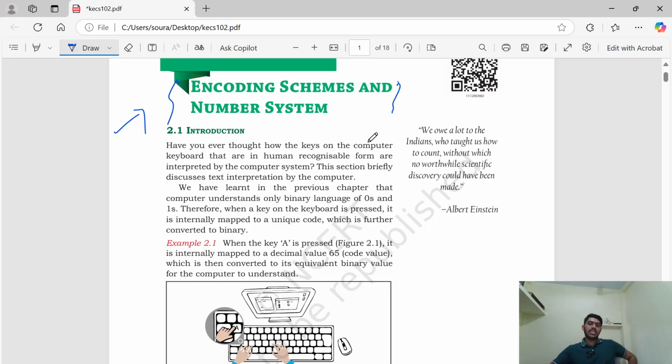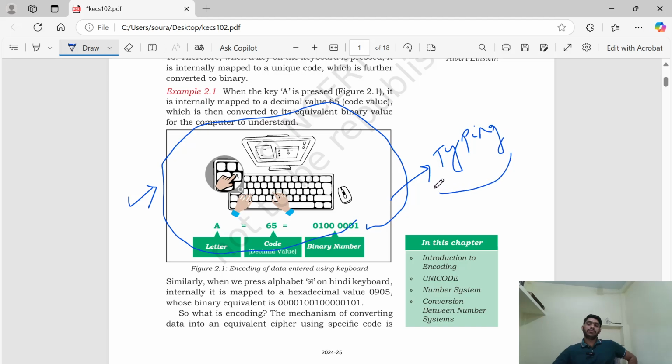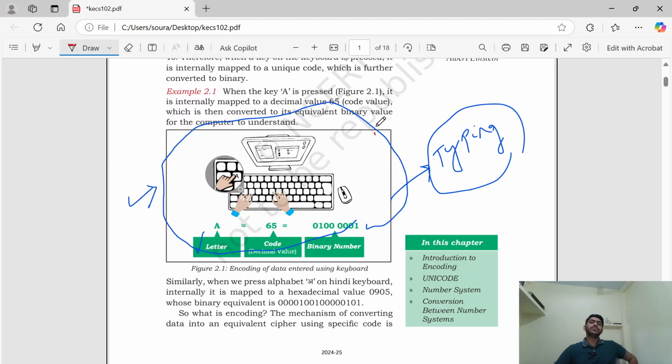So you can see one picture here. Have a look at this picture. What is he doing here? He is typing something on the keyboard. Yes or no? When he is typing here, they have mentioned a letter, and it is the code, and it is the binary number.